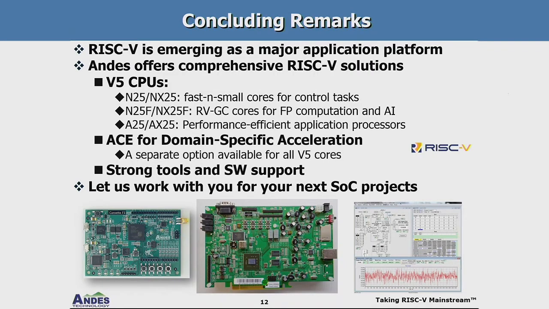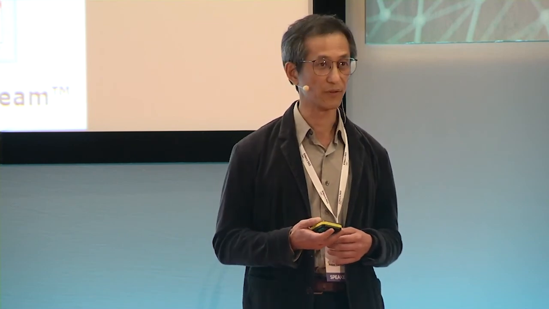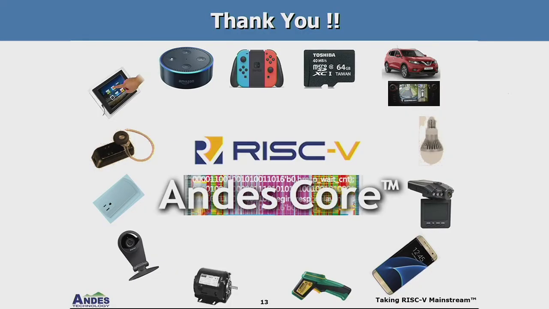So in conclusion, RISC-V is emerging as a major application platform, and Andes offers a comprehensive RISC-V solution. We have six RISC-V CPUs. The N25 and X25 are fast and small cores for control tasks. We are adding floating point to enable the RVGC core for floating point computation and also artificial intelligence. We have the A-series cores, performance-efficient application processors. And we have AC for domain-specific acceleration, which is separately licensable for all the AndesCores. And we have very strong tool and software support. So let's work with you on your next SoC project. With that, I conclude my talk.